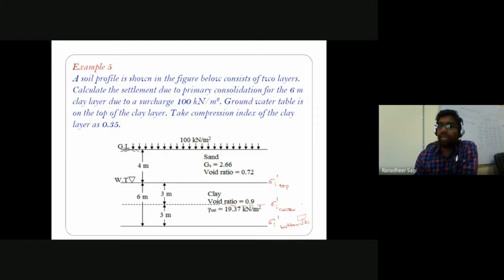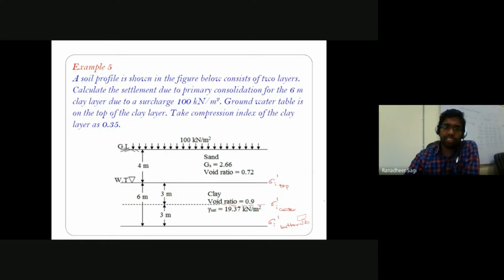Sir, at the center of the clay layer, what becomes my initial effective stress? If the complete clay strata has the same properties, I can simply say that the initial effective stress at the center is nothing but the initial effective stress at the top plus the initial effective stress at the bottom of the clay layer, divided by 2. That's one way. Or the other way, I can directly calculate the initial effective stress at the center of the clay layer itself.